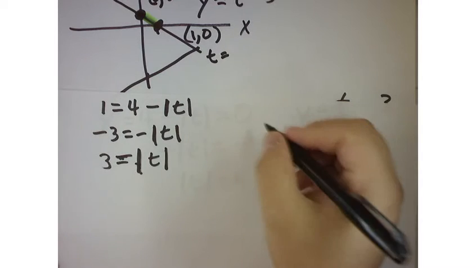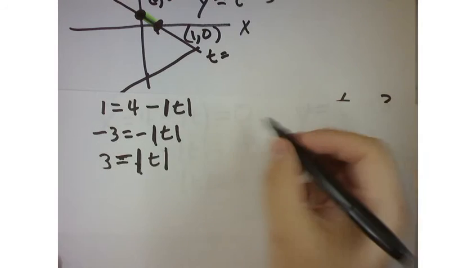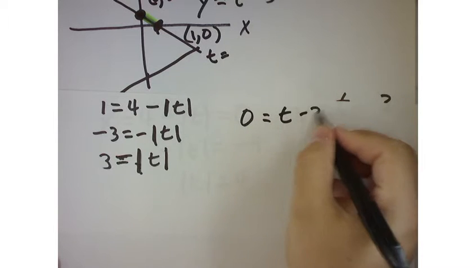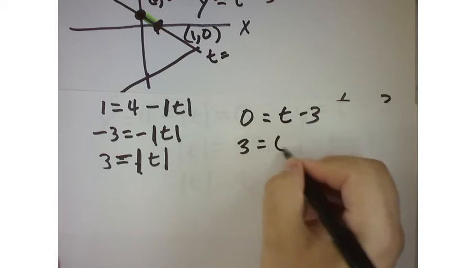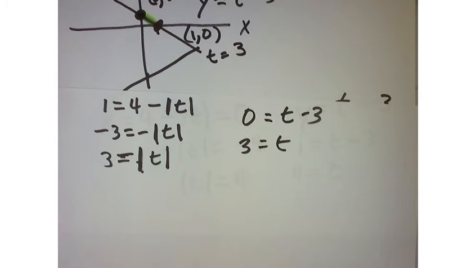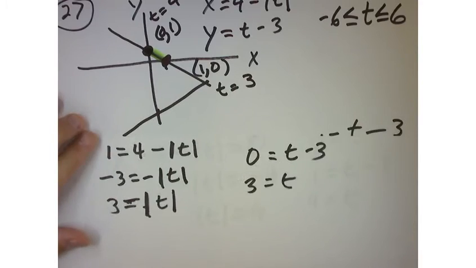So I'm going to go to my y equation, and I'm going to say 0 is equal to t minus 3, or 3 is equal to t. So we're going to say that t is equal to 3. So my boundaries for t should be 3 to 4. Now how could I verify that before I plug it in?